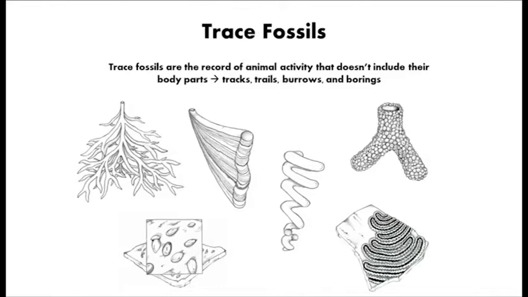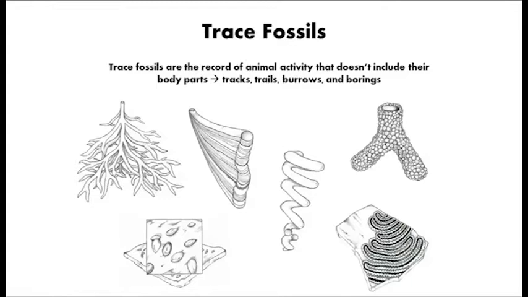They are the tracks, trails, burrows, and borings that creatures have left in and on the sediment since the dawn of complex life. And many of the rocks we have around Alberta have a variety of trace fossils. An example of a trace fossil that you might know of are dinosaur tracks. This is the record of animal activity. It's the record of dinosaur activity that doesn't include their bones.